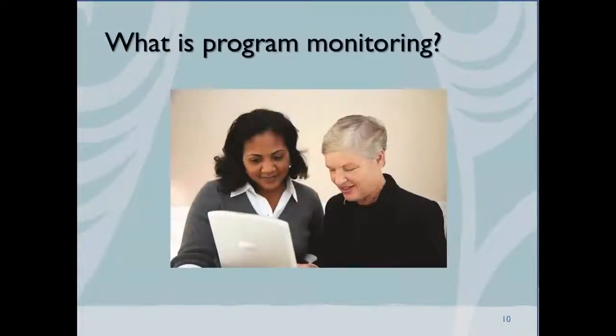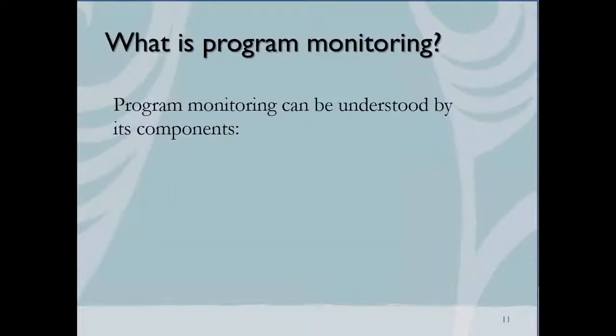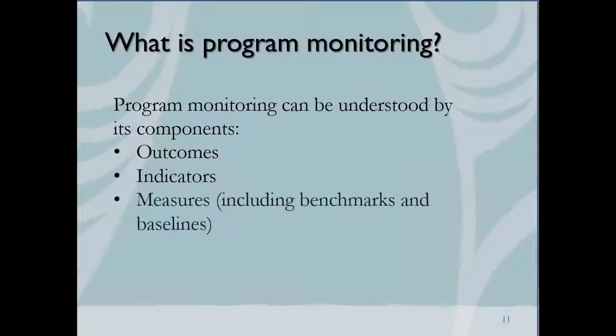So let's start with discussing what is program monitoring or what is program evaluation. And essentially, program monitoring or program evaluation can be understood by its components. And there are 4 basic components. I'm going to talk about these each in detail and give examples, but just at a high level, we start with outcomes. We next have indicators, measures, which are comprised of both benchmarks and baselines, and I will take some time in a few minutes to explain the difference between both of those. And actually then Fatima will show how they're used in the actual application. And then we have targets.